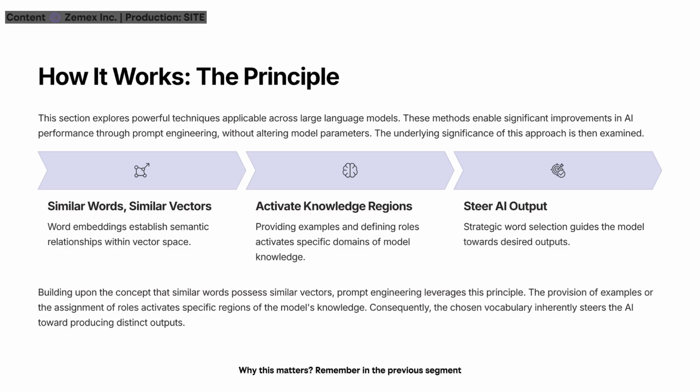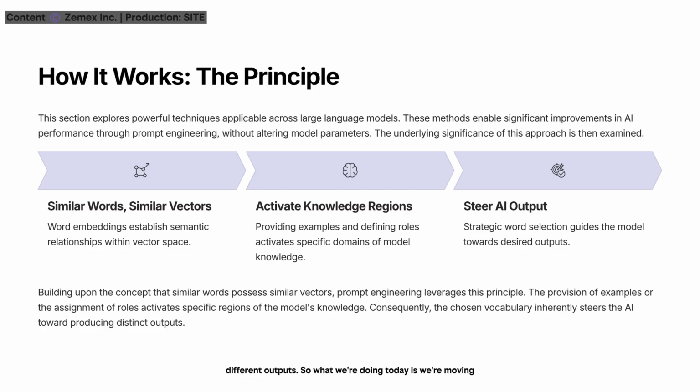Why this matters? Remember in the previous segment when you learned that similar words have similar vectors? Prompt engineering leverages that same principle. When you show examples or assign roles, you're activating specific regions of the model's knowledge. The words you choose literally steer the AI toward different outputs.